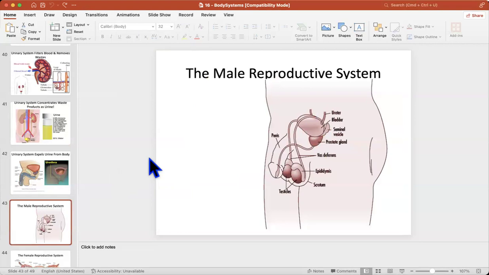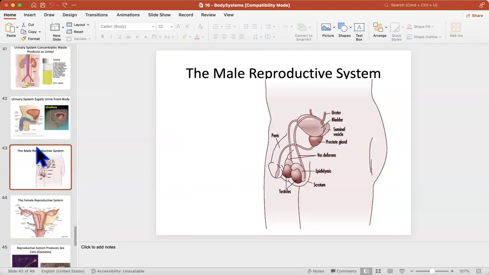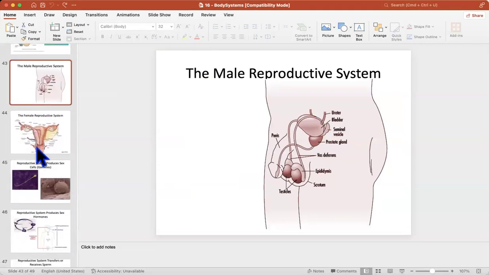The last system is the reproductive system. For the previous 10 systems, males and females are the same. But the last one, the reproductive system, we call sexually dimorphic. Sexually dimorphic means boys and girls are different. So the male and female reproductive systems are different.